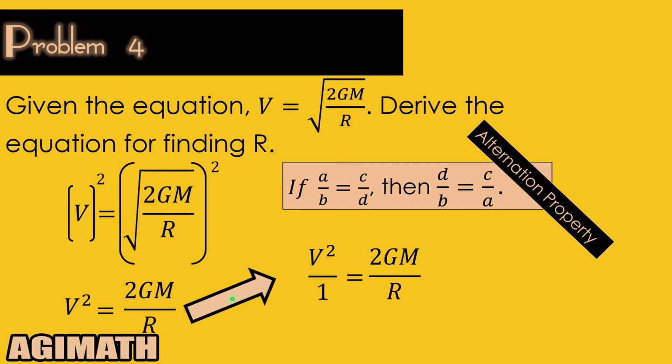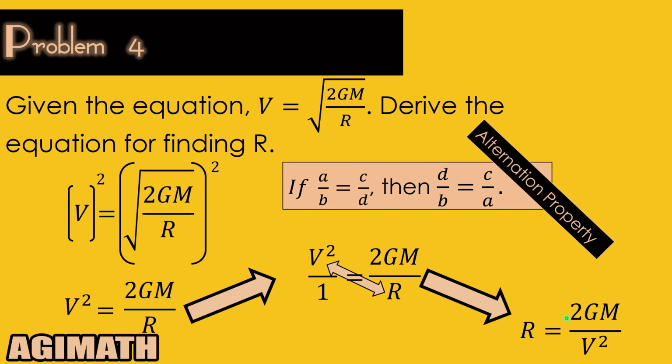To show you, to make it clearer, we write v squared as v squared over 1 so that we can have this form. And then apply the alternation property. Since we are looking for r, we want r to be on the other side, isolated from the remaining variables. So we can apply the alternation property. V squared and r, we exchange their positions. So what will happen? We can have r equals 2gm over v squared. And that's what we are looking for, the equation for finding r. And that's it. And that is problem number 4, and that is the last problem.